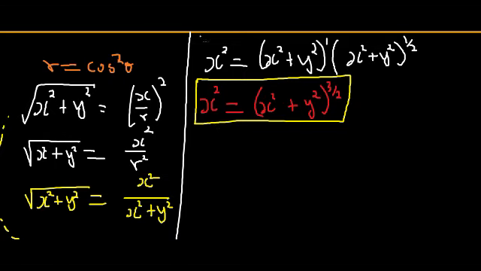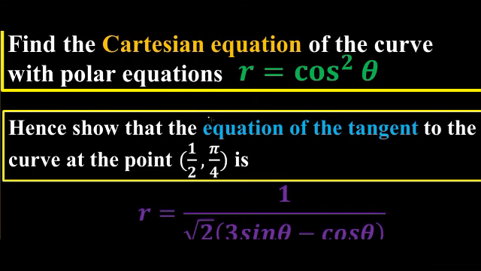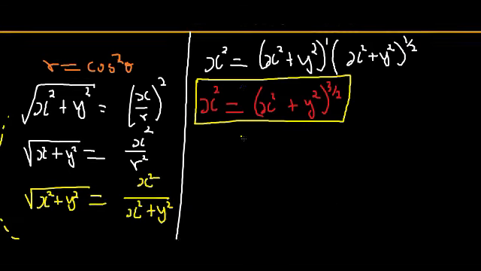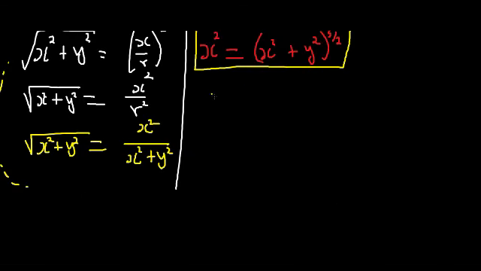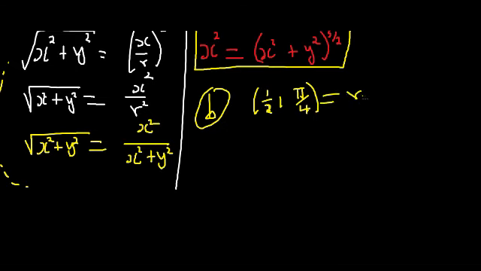Now looking at the second part of the equation, which says hence show that the equation of the tangent to the curve at the point a half, pi on 4. So our point here, in part B of this solution, is a half and pi on 4. We should first of all have it in mind that pi on 4 is 45 degrees, right? And actually this is equivalent to r, theta in Cartesian coordinates.